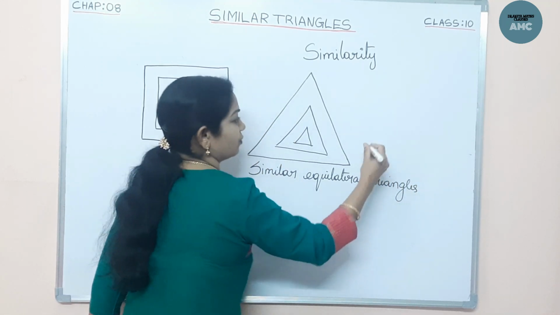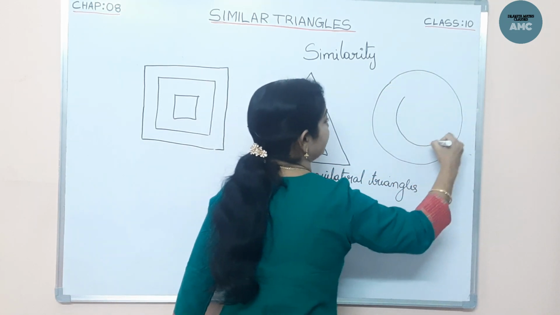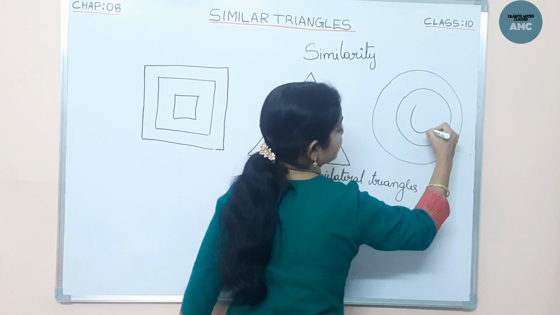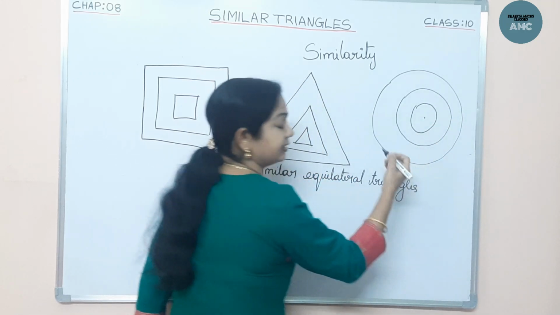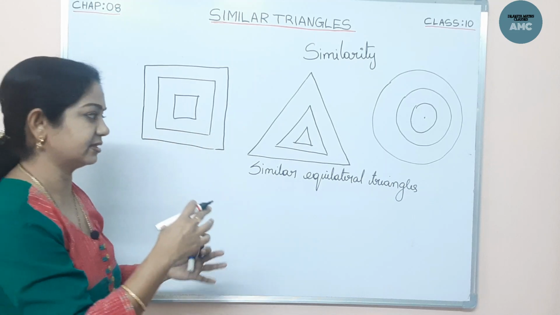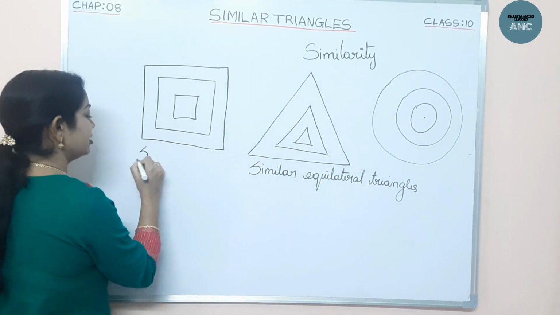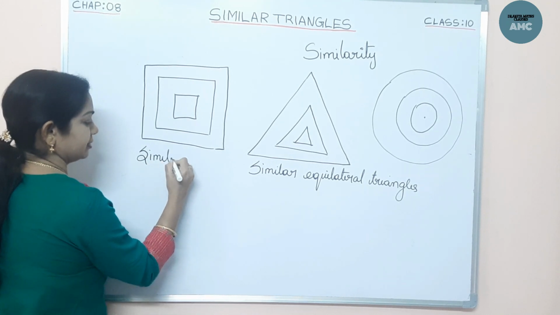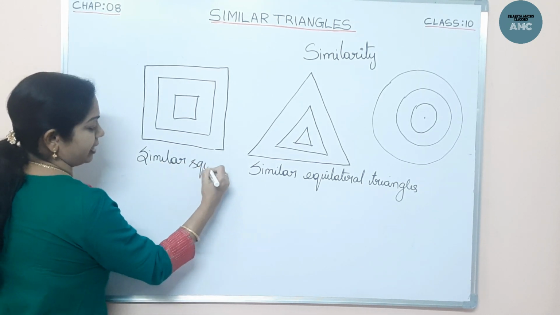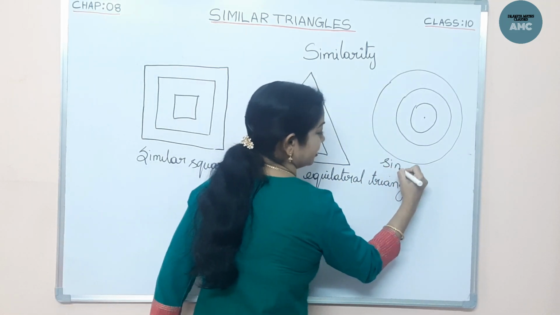Same as the case where you take a circle with some radius, then you diminish it with another radius, likewise. The center is the same, concentric circles. One circle inside the other circle. All these circles are similar circles. These are similar squares, and here similar circles.